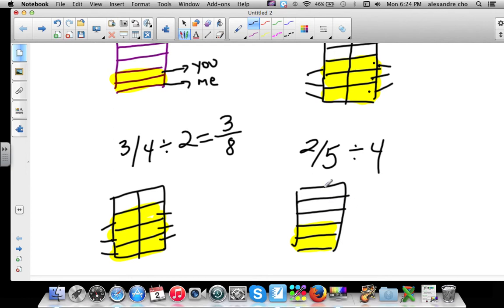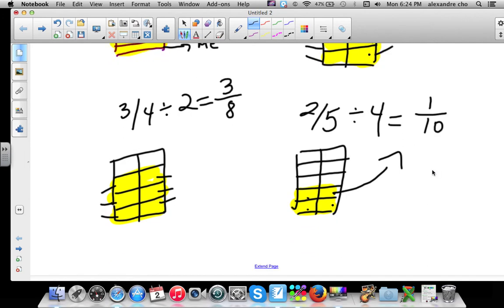So how can we do that? Well, let's see if we cut this right here, create a cut. Does that create enough for 4 people? Yes, it does. 1, 2, 3, 4. So each person will get 1 out of, how many slices do we have? 1, 2, 3, 4, 5, 6, 7, out of 10. So 2/5 divided by 4 means that everyone takes 1/10.